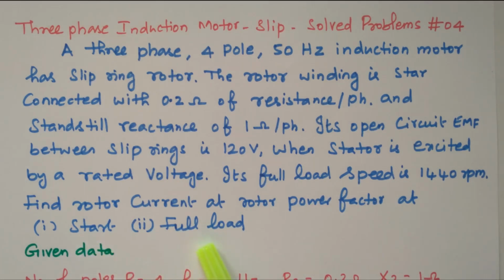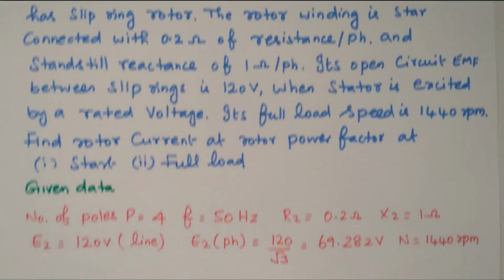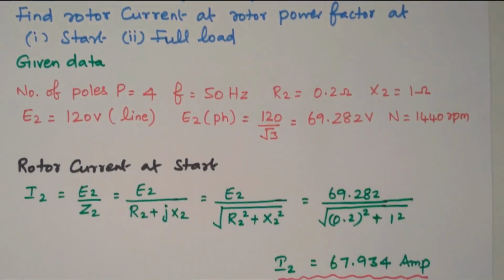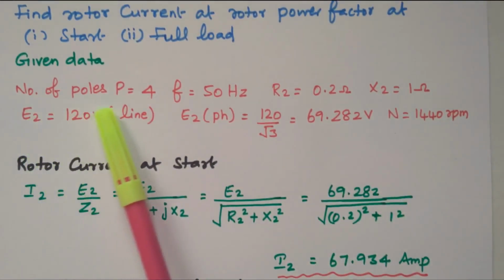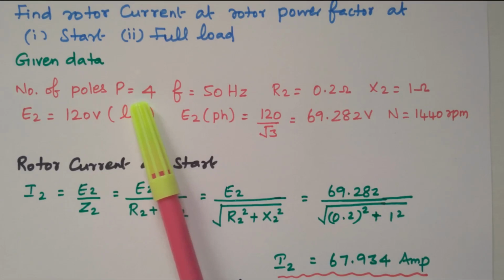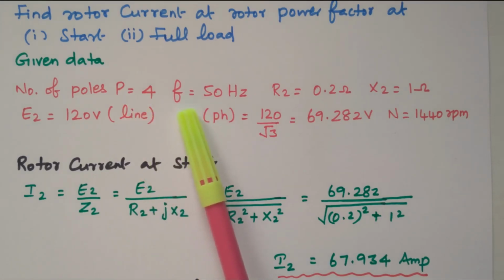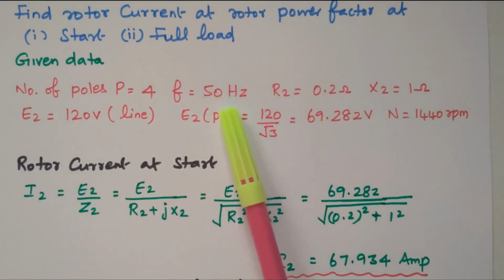We need to find the two parameters, rotor current and the corresponding rotor power factor, for the starting condition as well as the full load condition. Now, we will analyze the data. What are the data available in this given problem? The number of poles is 4. The frequency of the supply system is 50 Hz.